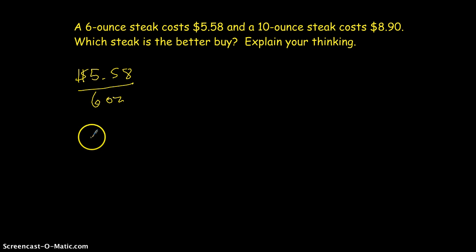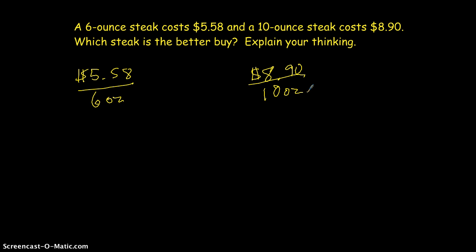Now, whenever you have a rate, you are looking at relationships between two things that have different units of measure. In this case, one unit of measure is money, and the other is ounces. Now, we want to figure out, is this going to be a better rate than the 10-ounce steak, which costs $8.90, and that's for 10 ounces. Now, to find the unit rate, all you have to do is divide the numerator by the denominator, and it'll tell us how much each ounce is.